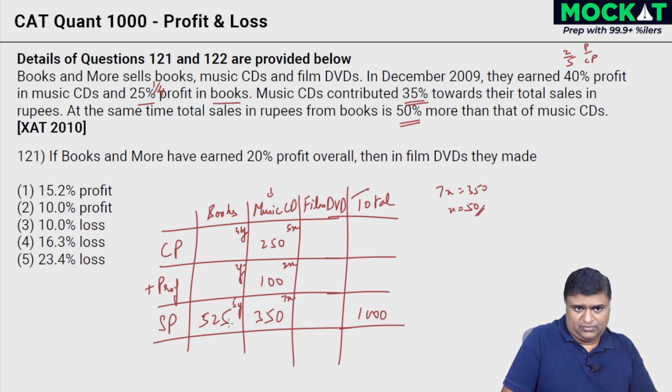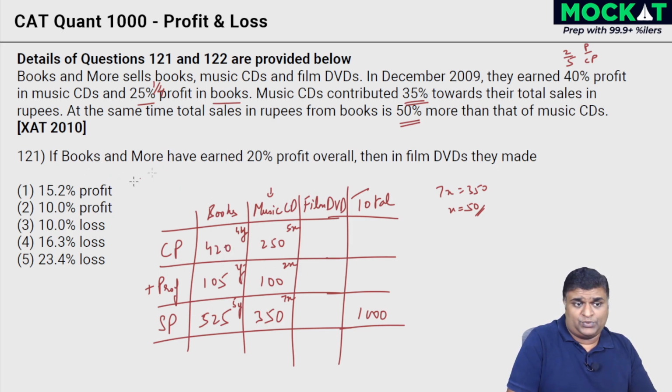1/4 is the profit in books. So this is 4y. My profit is 1/4 of that, y. Selling price is the sum of these two, which is 5y. 5y is 525, 1y is 105. Right? I'm not going to write it down. You can do it yourself. Subtract and you get 420 over here. This is all that is known.